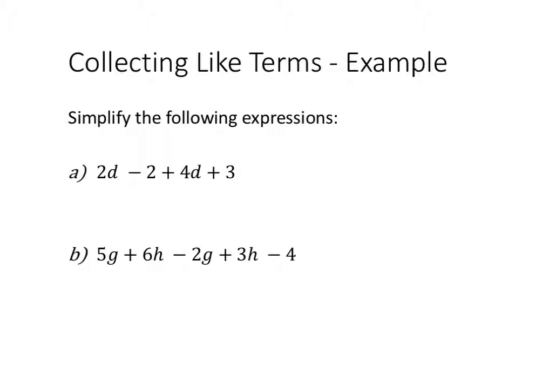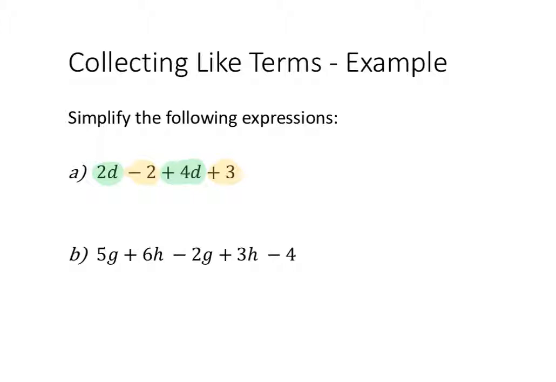So now let's have a look at some examples involving more than one like term. In my first example, I want to simplify the expression 2d minus 2 plus 4d plus 3. So let's have a look and see what are my like terms in that expression. My like terms are going to be 2d and plus 4d, because both of those terms contain the variable d. In addition to my like terms, I've got two numbers without any variables. So I've got a -2 plus 3.